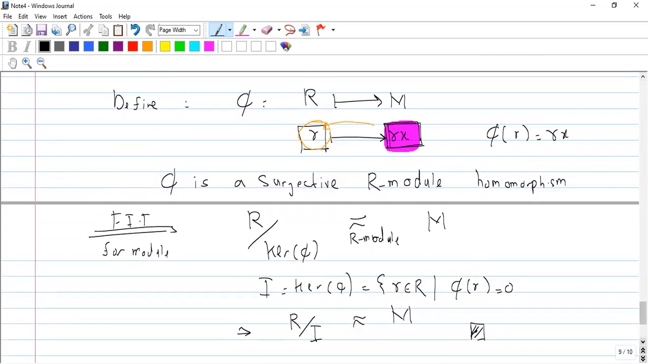It means that rx is equal to 0, where x is a generator of M. So which ideal is this ideal?